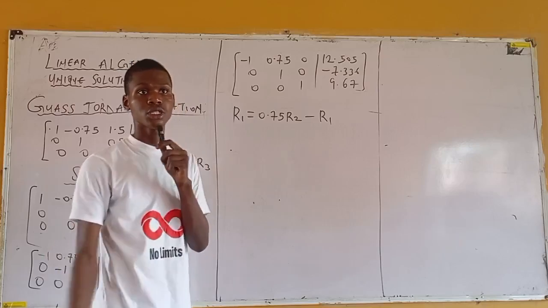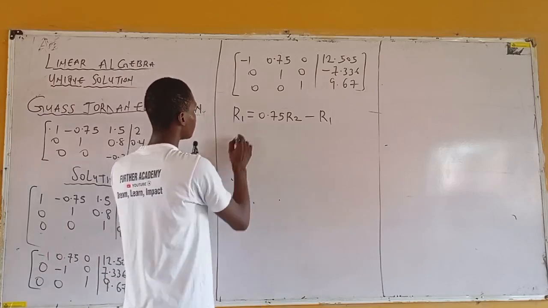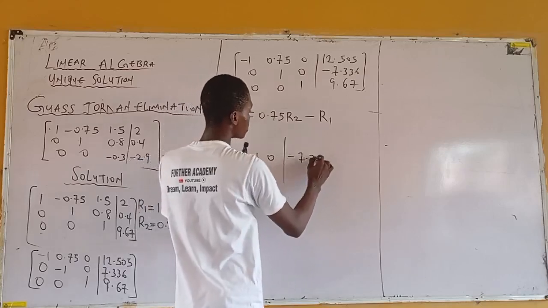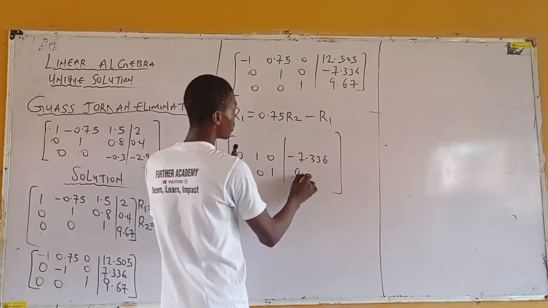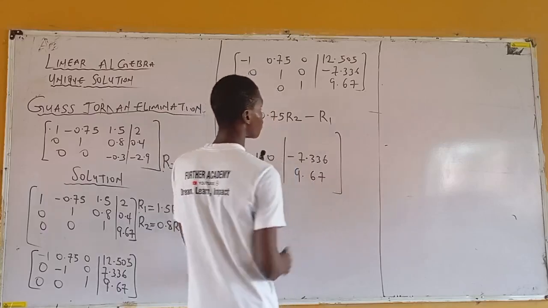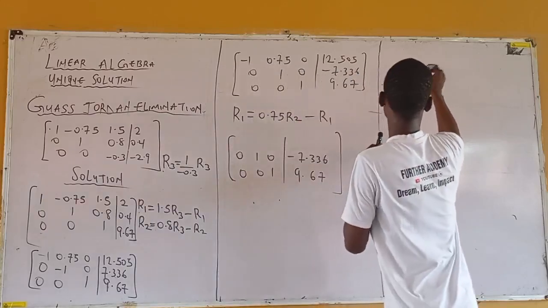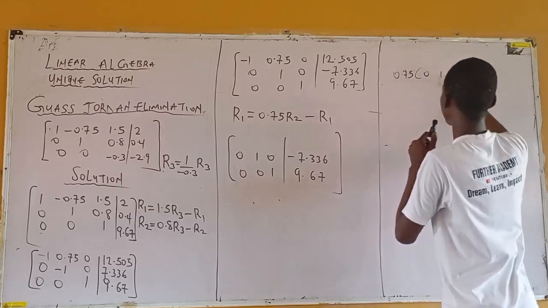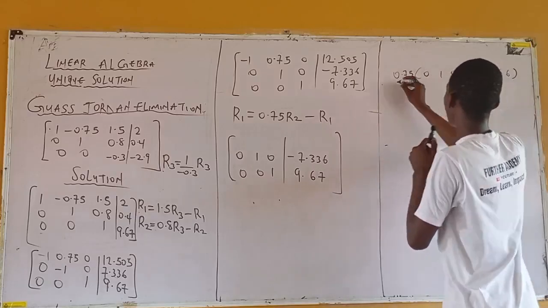But before solving for this, what are you going to do? Write those rows that will not change, which are row 2 and row 3. So writing these two rows, I then have 0, 1, 0, negative 7.336, 0, 0, 1, 9.67. So solving for R1, what do you have? 0.75, all into bracket. What's row 2? 0, 1, 0, negative 7.336.